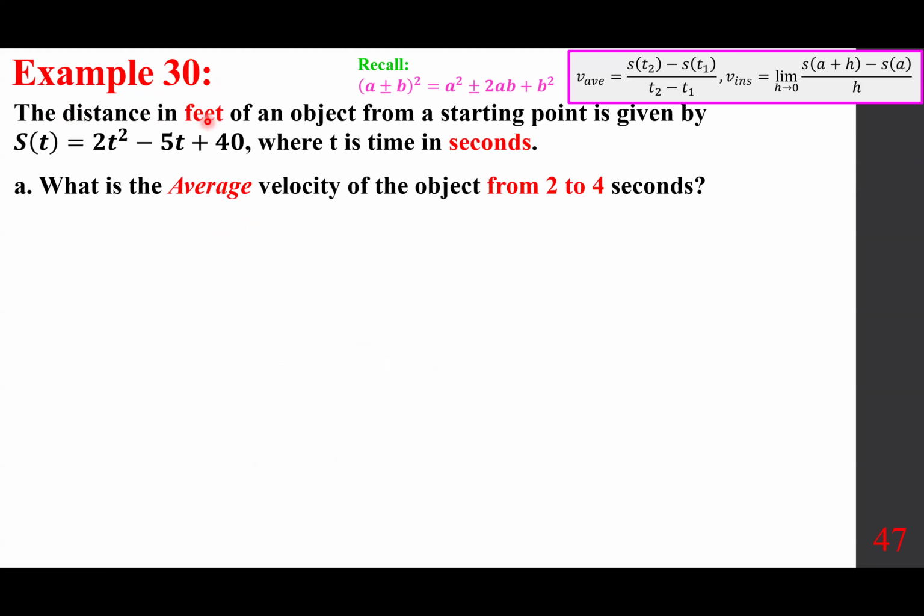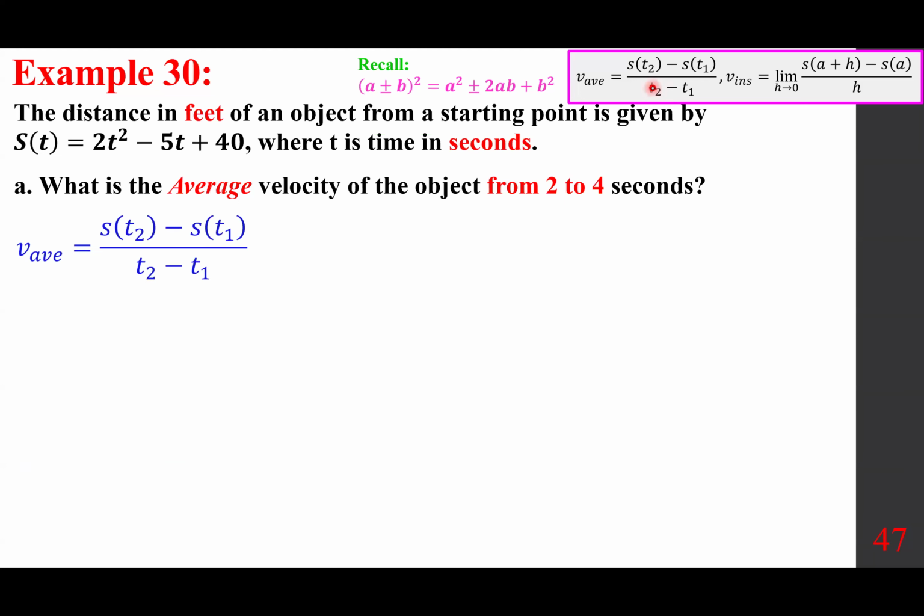Example 30. The distance in feet of an object from a starting point is given by s of t equals 2t squared minus 5t plus 40, where t is time in seconds. What is the average velocity of the object from 2 to 4 seconds? When they give you 2 points in time, that means average even if they don't mention it, which is simply total distance over total time. That's the v of average.